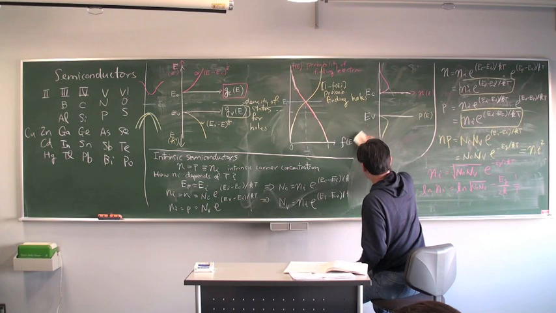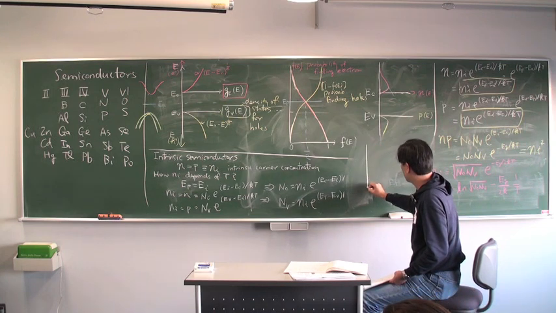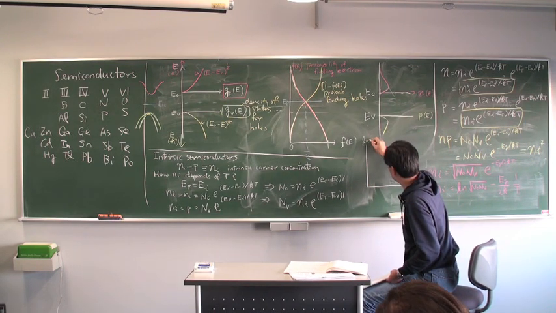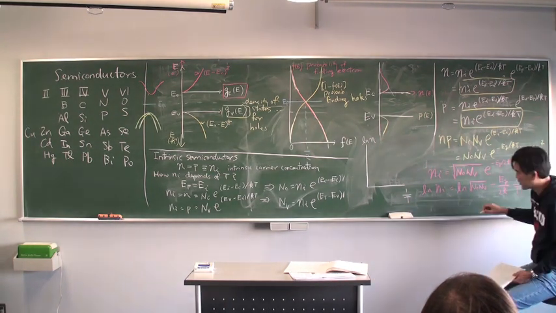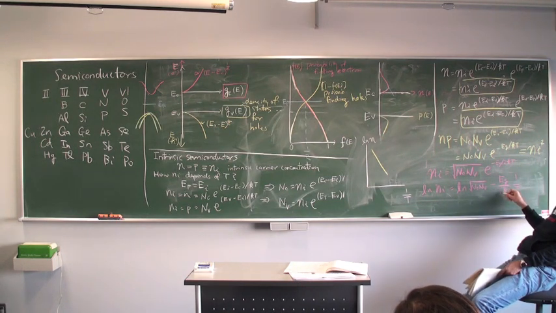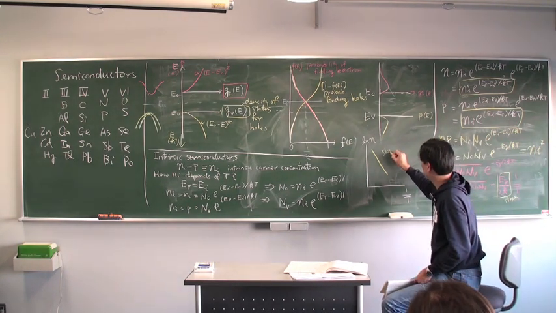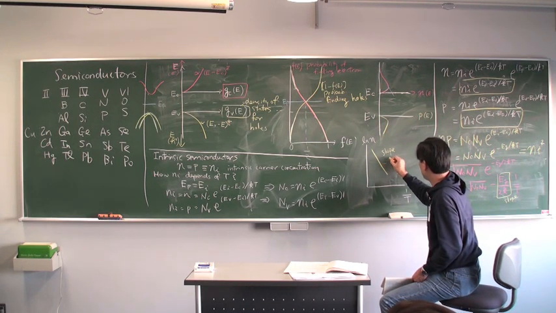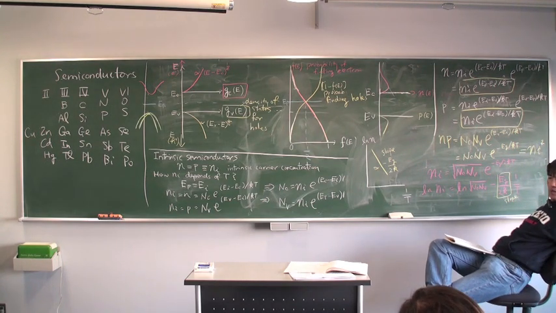So what you get is the following. You take natural log of n versus 1 over T. Then you expect to get a straight line. And the slope, this is the slope, is proportional to minus Eg over 2k.